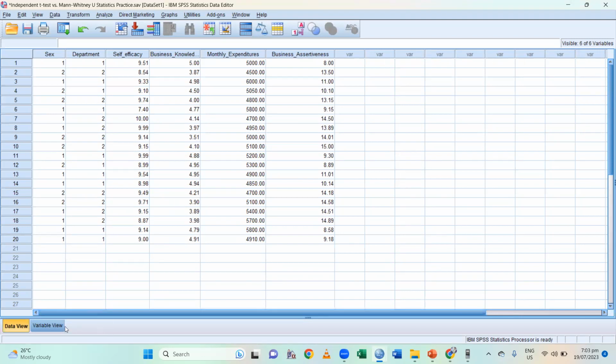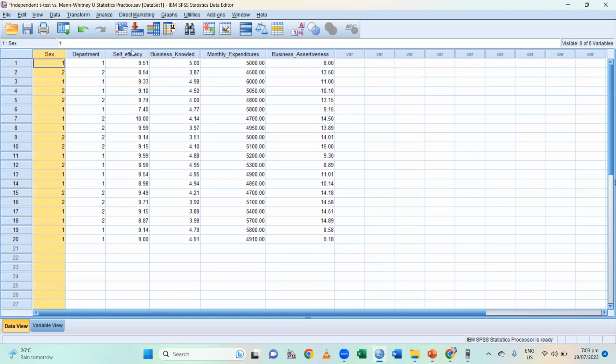So take note, in our data view, we will be determining their self-efficacy, if there's a difference in their self-efficacy when they are grouped according to sex. Take note, independent samples t-test is a test of difference. So now, how to do this?